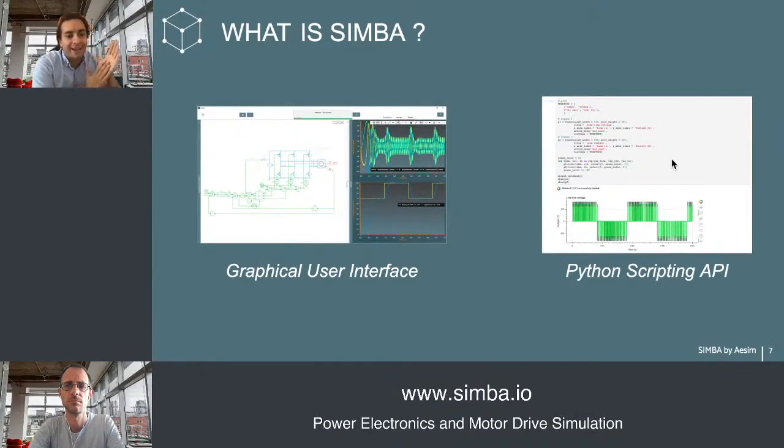In the idea of building the best tool for all engineers, we have two different ways of using SIMBA. The first one is a classic graphical user interface, a simple Windows tool that is very user-friendly and very fast. And the second way of using SIMBA is through our very powerful Python scripting API. Today we'll demonstrate the two approaches, which are very complementary.